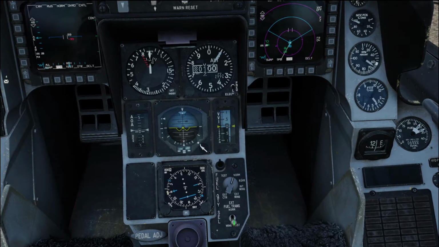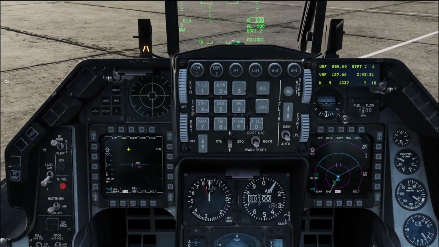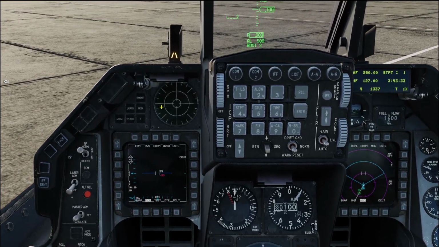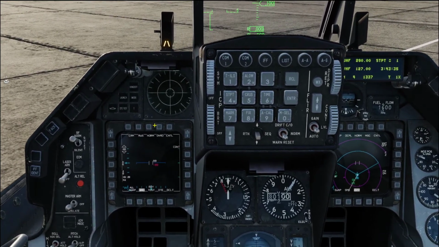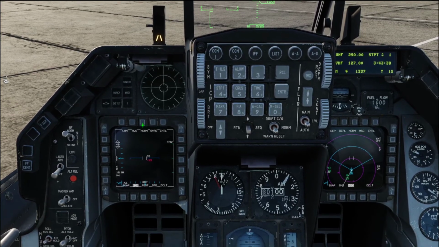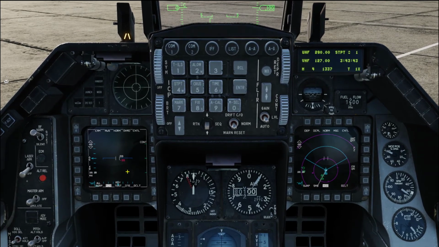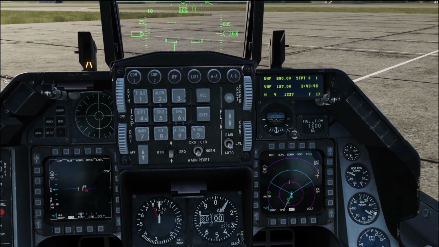Towards the top left, we have the threat warning display and its control panel. And below that, this is the left MFD. The operation of the left and right MFD are exactly the same, and a dedicated tutorial on the function and operation of the multifunction displays will be done in a few days.